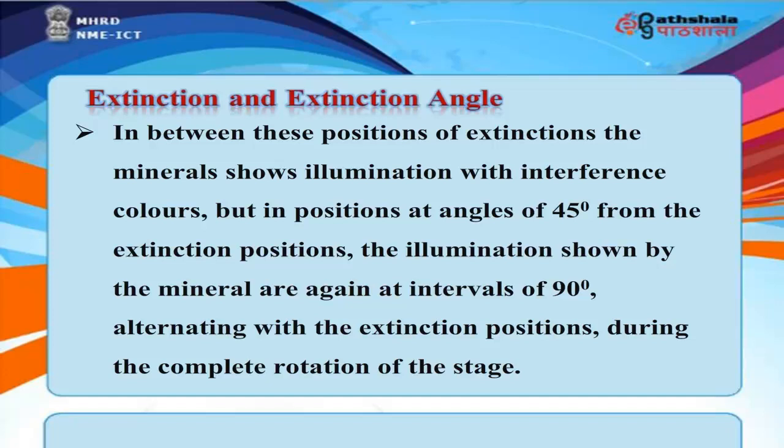In between these positions of extinction, the mineral shows illumination with interference colors. But in positions at angles of 45 degrees from the extinction positions, the illuminations shown by the mineral are again at intervals of 90 degrees, alternating with the extinction positions during the complete rotation of the stage.